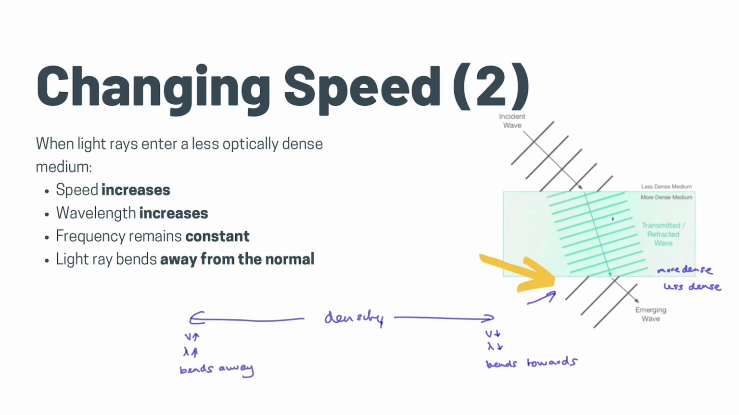Let me just show you that. Here's our normal. You can see the angle here, angle of incidence here, is much smaller than the angle of refraction there, and it's actually bending away from the normal. When it goes into a less dense medium, it bends away from the normal.